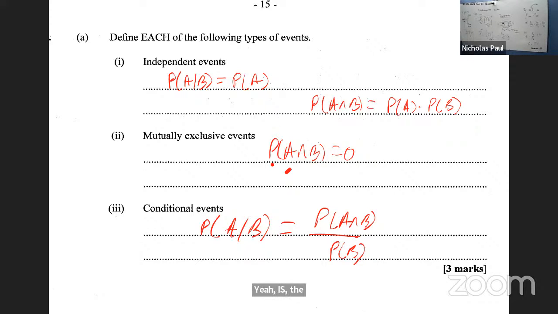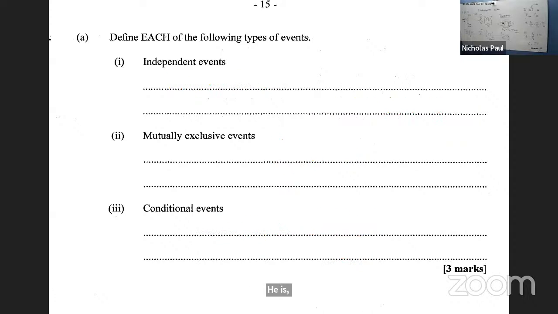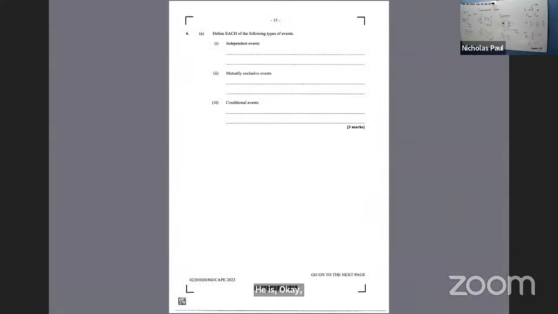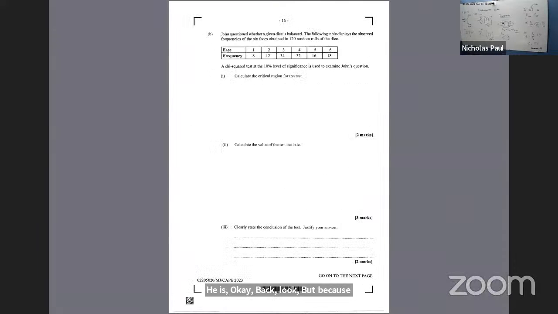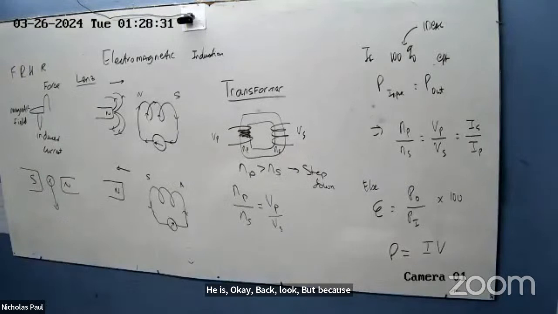So in words, the first one, A is not dependent on B. Second one, A and B do not intersect. Third one, A is dependent on B. Okay? It's just the definition. No calculations here, right? Part B is chi-squared, I think. That was 2023. Let's change it now.